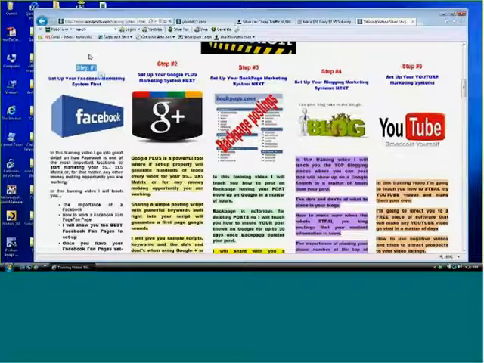I'm hiring. This is step number 2. We're going to teach you to set up your Google+. You can do the same thing here. I'm hiring. I'm willing to pay you $100 for every membership that you sell. It doesn't cost you anything.